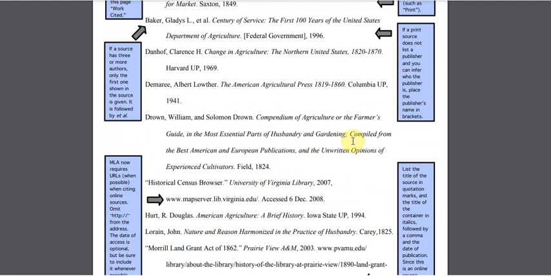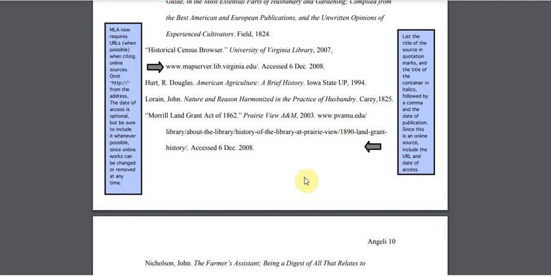I'm looking here at this next one. MLA now requires URLs when possible when citing online sources. Omit HTTP:// from the address. The date of access is optional, but be sure to include it whenever possible, since online works can be changed or removed at any time. All right, so yes, that is very important. Remember, as we said in that other video, we're creating a trail so that folks can go find this information should they want to after reading our paper.